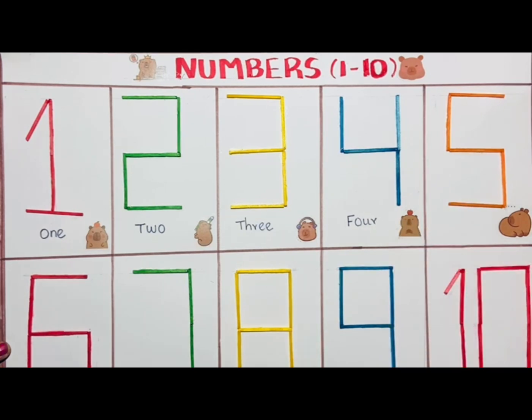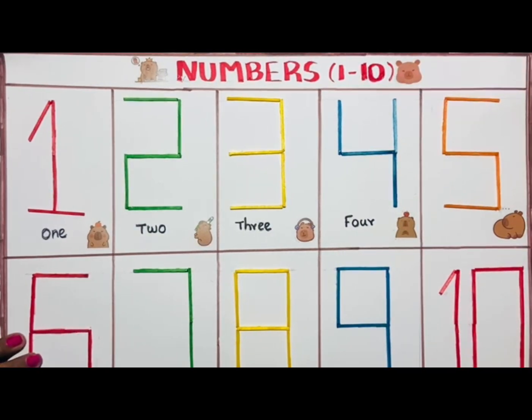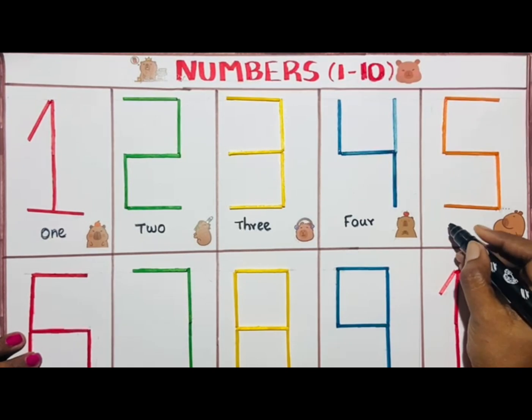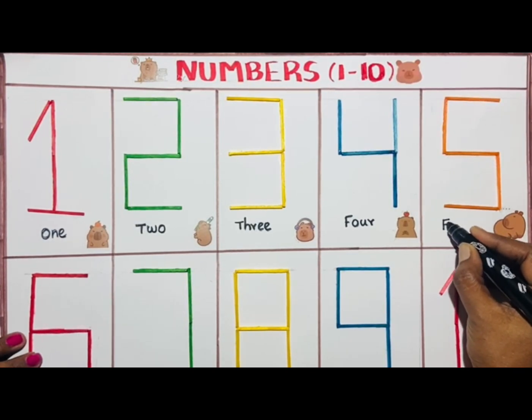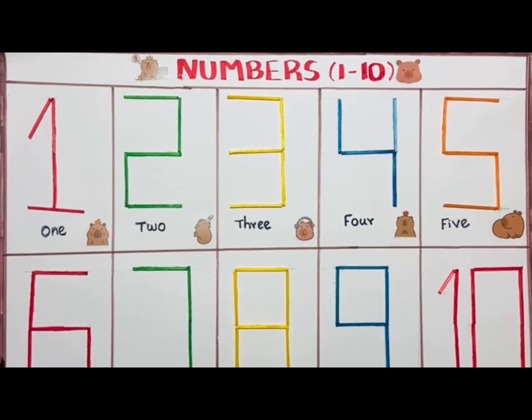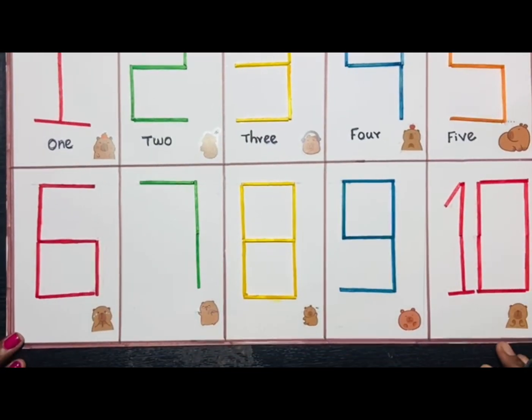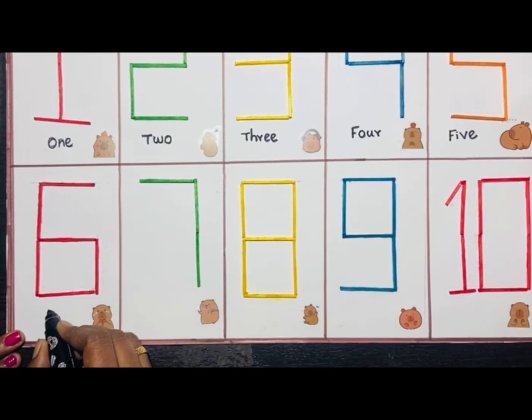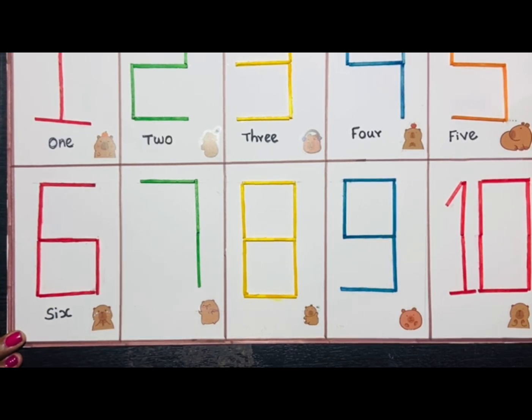F-O-U-R, 4. Next number is 5. F-I-V-E, 5. Next one is 6. S-I-X, 6. This is 7.